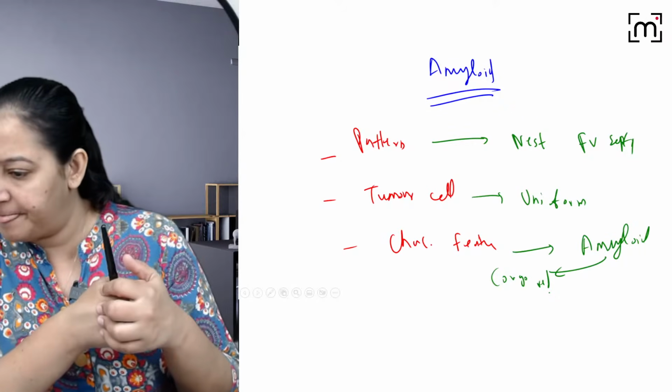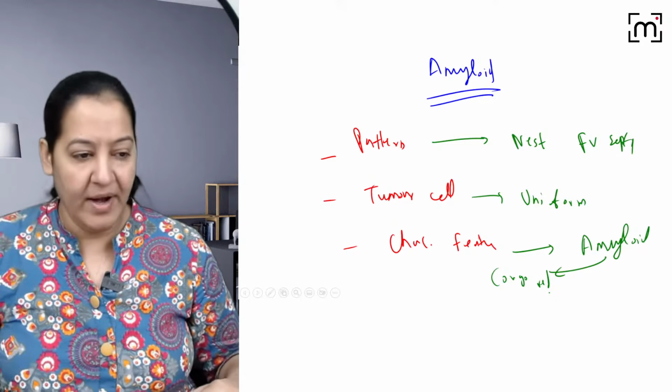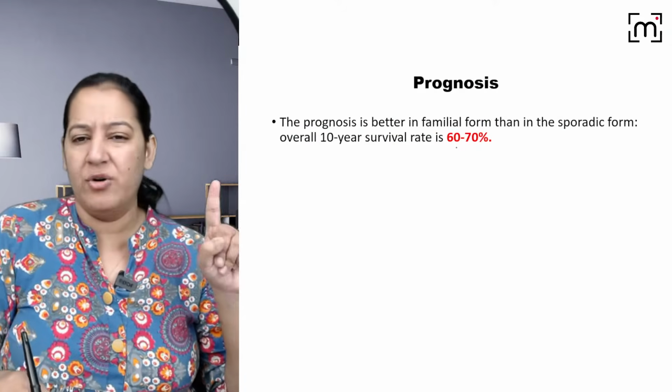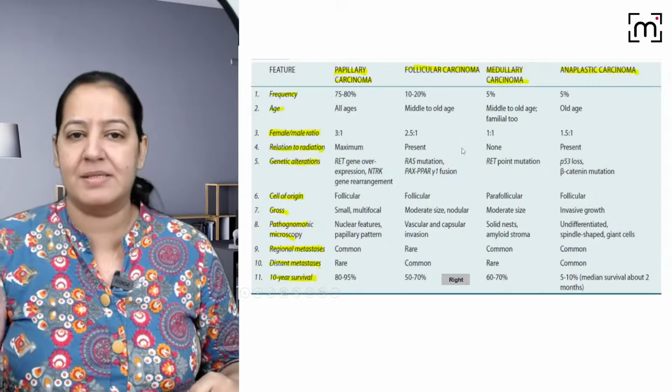Give me a thumbs up. Everyone give me a thumbs up. Right. Can I go ahead? Prognosis is not very good. It's almost 60-70%. It's not very bad also, but 60-70%.